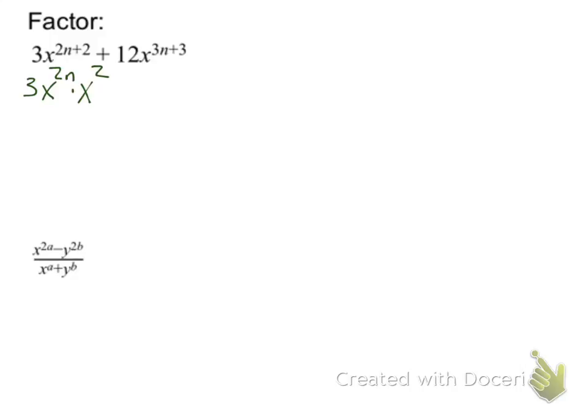And I'm going to do the same thing with the 12 side. So it'll be 12 times x to the 3n, x to the third. Now just remember that those are multiplied, so therefore I'm able to divide something out. Yes?